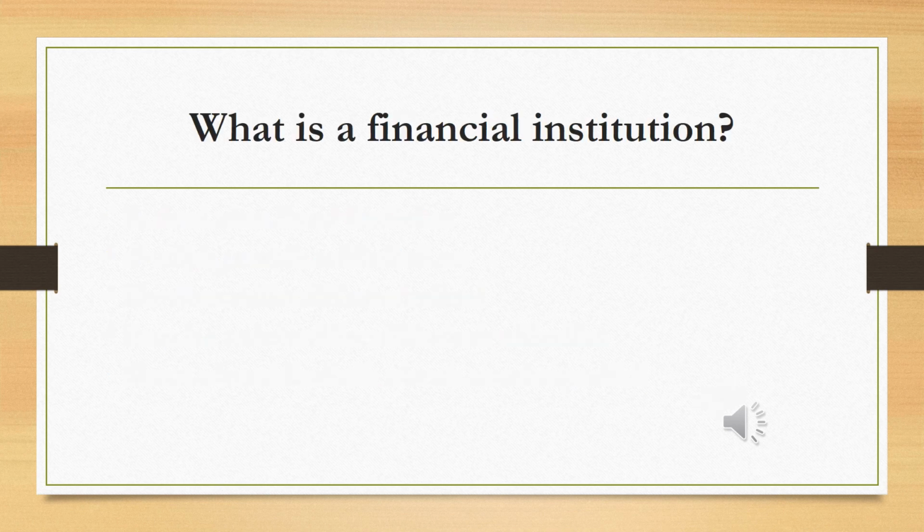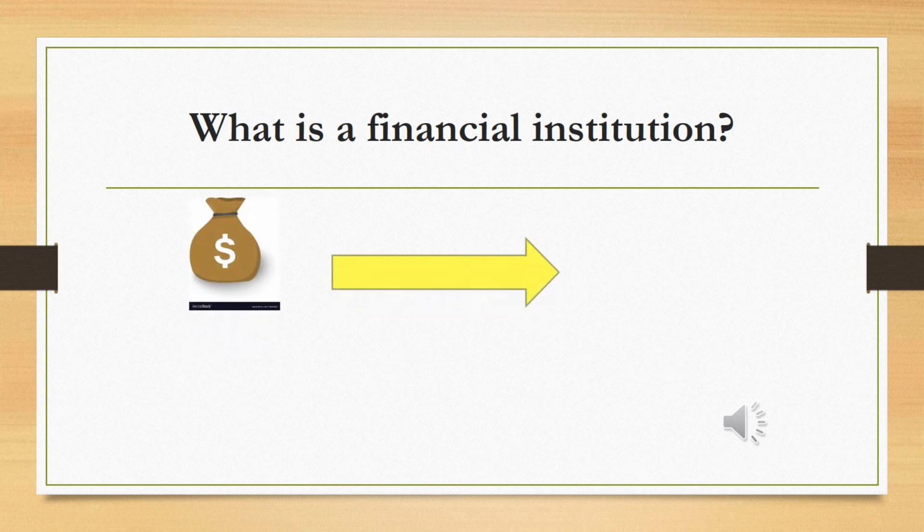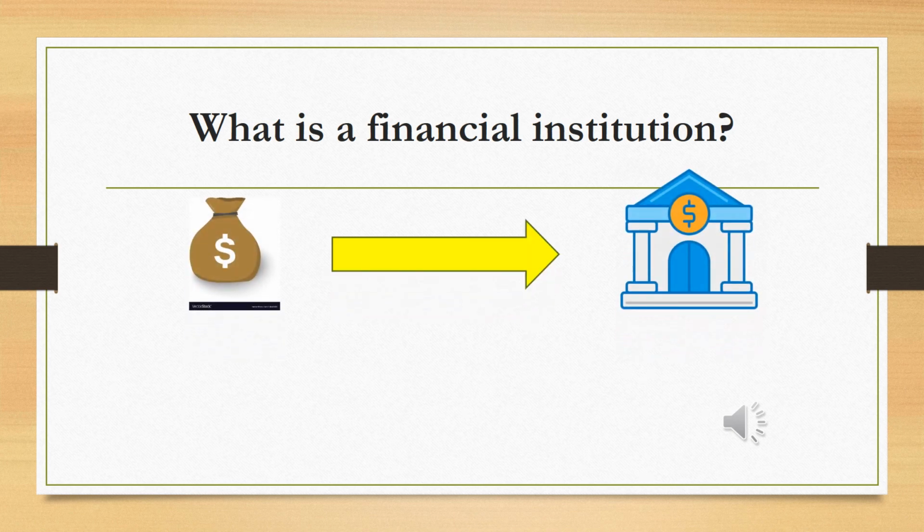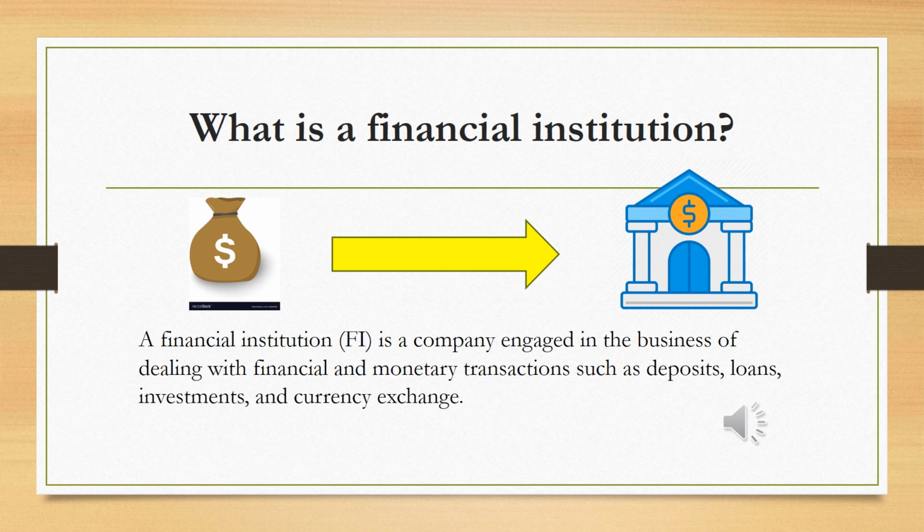We start by defining a financial institution. When we think of the term financial institution, we think about money and building. So a financial institution is a company engaged in the business of dealing with financial and monetary transactions, such as deposits, loans, investments, and currency exchange.